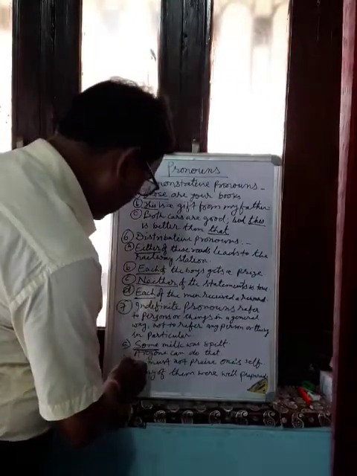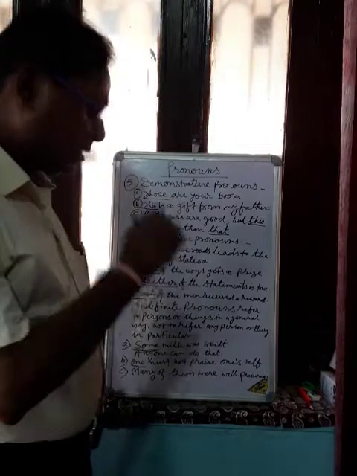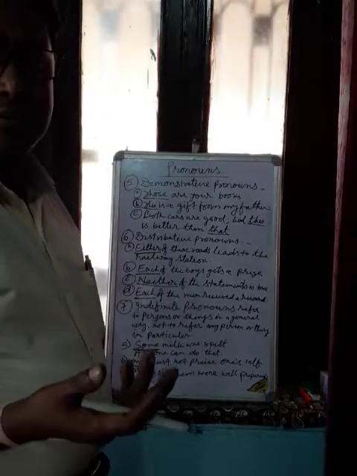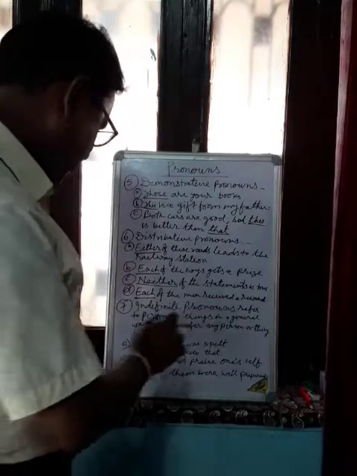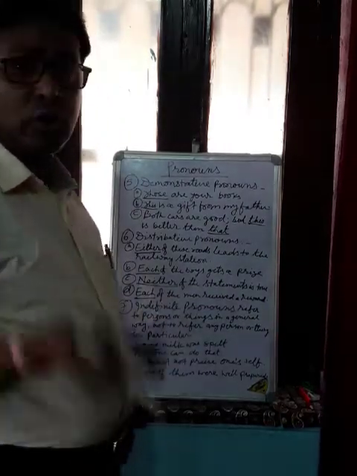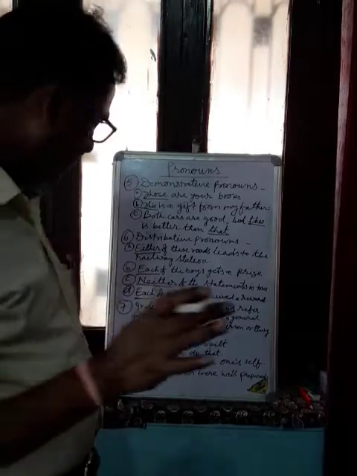Here, what is the pronoun? "One." One must not. They all are indefinite. It is not showing any particular person, not a specific person. Here, some milk was spilled, not particular milk, not a specific milk.